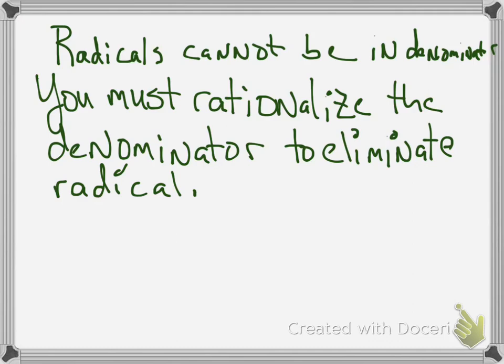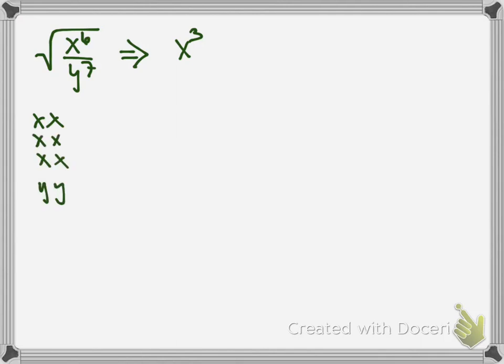Alright, so let's also notice here that on radicals, they cannot be in the denominator. You can never have radicals in the denominator. You must rationalize the denominator to eliminate the radical. So what does that mean? It means if you have something like this, x to the 6th, y to the 7th, and you simplify that, okay, so I would divide by 2, x cubed, nothing left over. You can see I'd have 3 pairs of x's, and y to the 7th would give me 3 pairs of y's with 1 y left over.